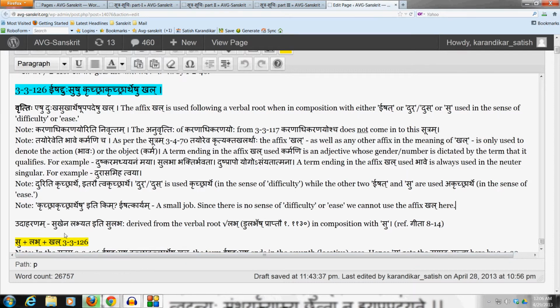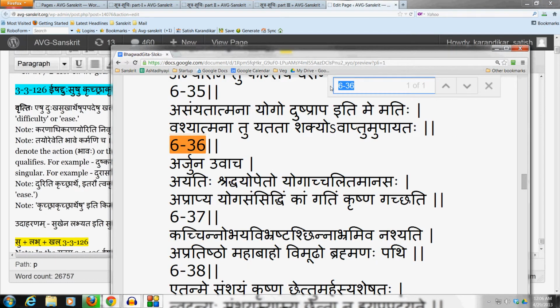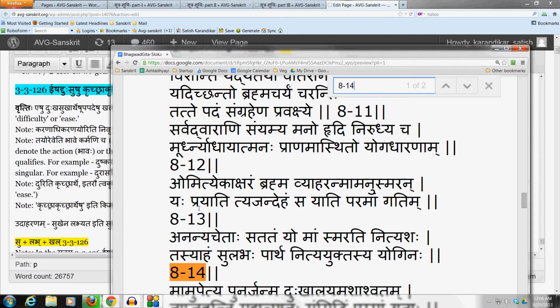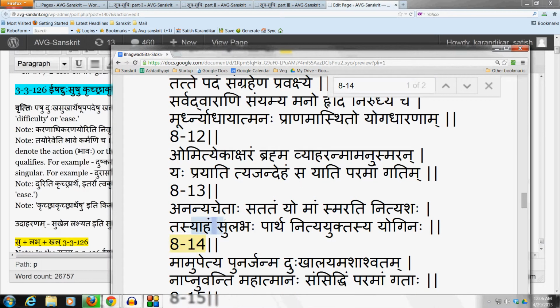Let's take the example sukhena labhyate iti sulabha, derived from the verbal root labha, which is do labhash praptau bhavadiganaha, in composition with the avyayam su. The verse in the Bhagavad Gita is number 14 in chapter 8. Tasyaham sulabhah partha nityayosya yoginaha. Aham sulabhaha. I am easy to be obtained.